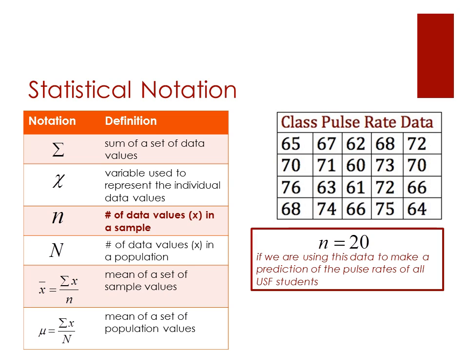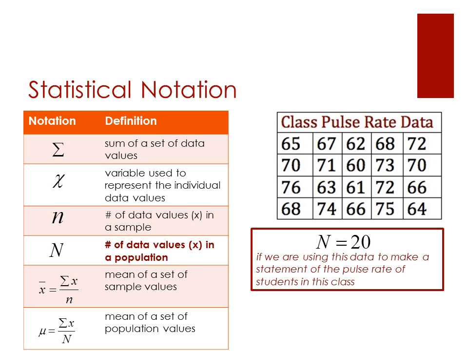Now, the lowercase n indicates the number of data values in a sample. So if we were using this data to make a prediction of the pulse rates of all USF students, we would use a lowercase n, and our n would equal 20. That's how many data points we have. Now, if we were using this data to make a statement of the pulse rate of students in this class that we had measured it from, then we would be using it as a population, and in that case, we would use a capital letter N.